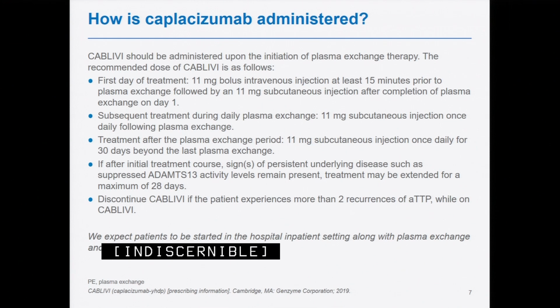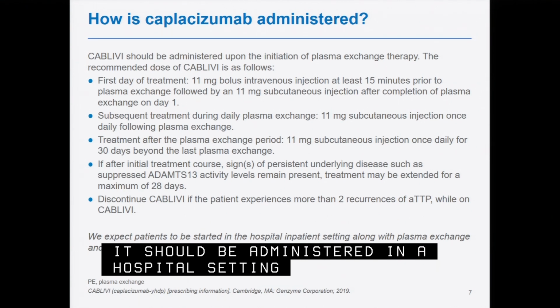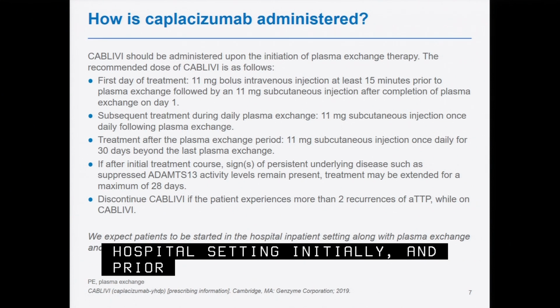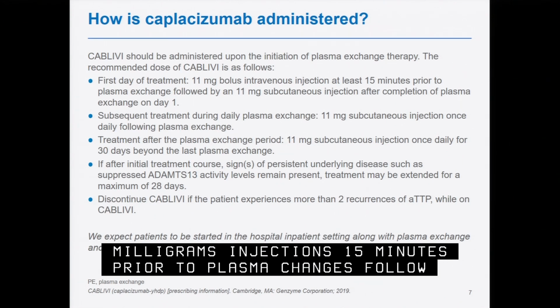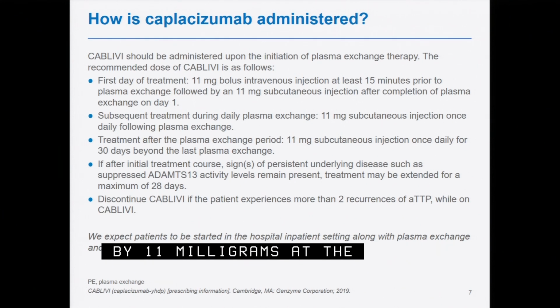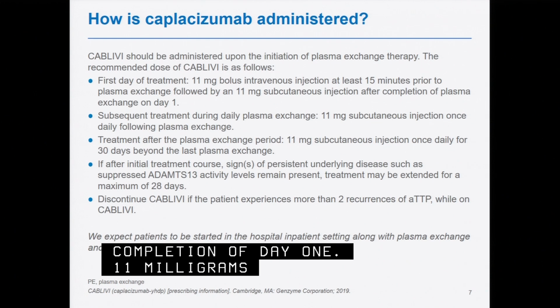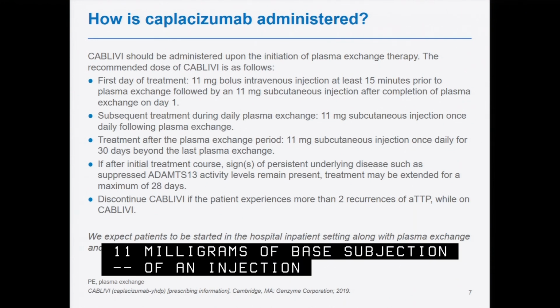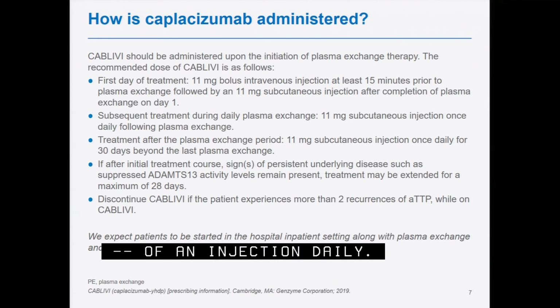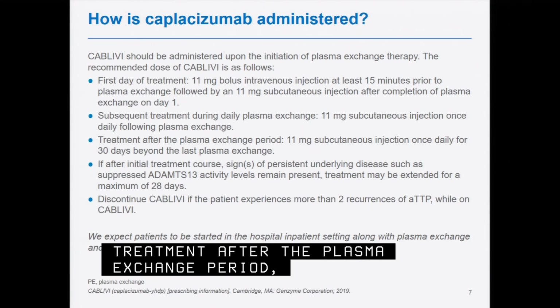Now, on administration: caplacizumab should be administered in the hospital setting initially. Prior to the first plasma exchange, give an 11 milligram bolus IV injection at least 15 minutes prior to plasma exchange, followed by an 11 milligram subcutaneous injection after completion of plasma exchange on day 1. Subsequently, give 11 milligrams as a subcu injection once daily, following plasma exchange. After the plasma exchange period, continue 11 milligrams subcu injection once daily for 30 days beyond the last plasma exchange.